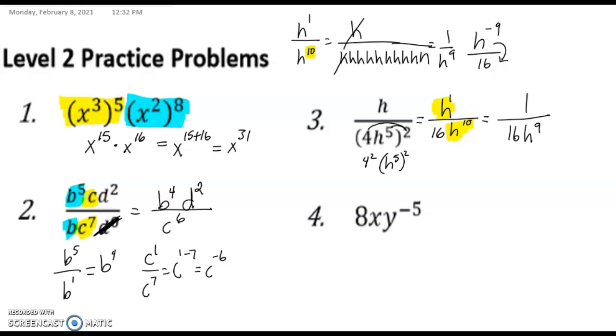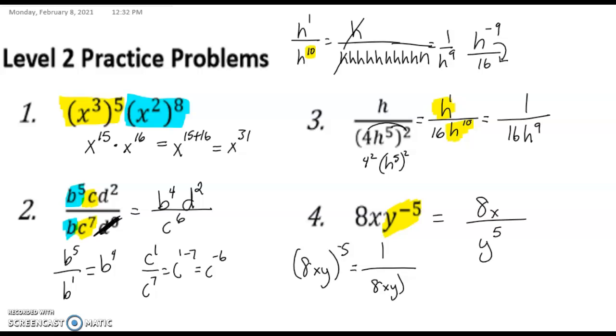Okay, let's look at number 4. On number 4, we have a negative exponent. There's no parentheses, so that negative 5 only goes to the y. So it only moves the y to the bottom of the fraction. So that's our correct answer. If it had been like this, with parentheses and to the negative 5, it would have moved everything to the bottom, and then we would have distributed the 5th power. But it wasn't in parentheses, and so that's why we end up with 8x over y to the 5th.